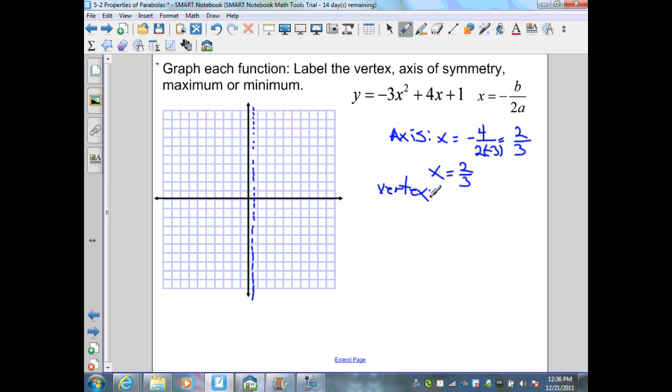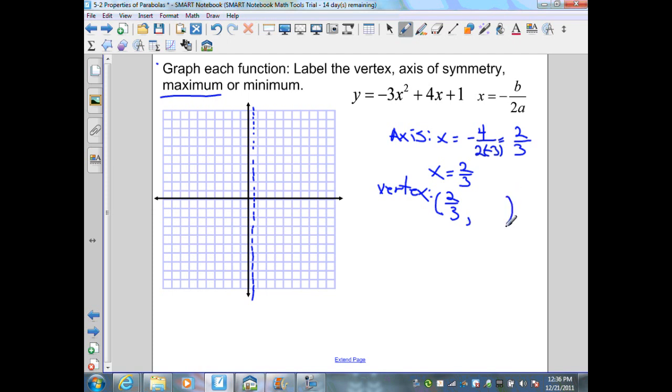And before I go any further, I know that I'm going to have an a that is negative. Therefore, I'm going to have a parabola that opens down. And therefore, this is going to be a maximum in my quadratic equation. My vertex has an x-coordinate represented here, which is 2/3.